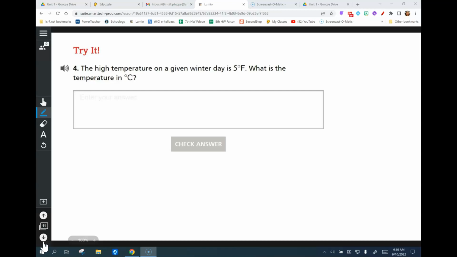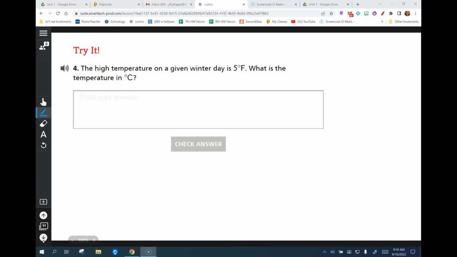This one says the high temperature on a given winter day is 5 degrees Fahrenheit. What is the temperature in Celsius? So what this is referring to is converting from Fahrenheit to Celsius. The first thing we need to do is get what these formulas are. I don't have these memorized either. I know there's a 9 and a 5 and a 32 and some other numbers and a C and an F, but I don't even have these memorized.